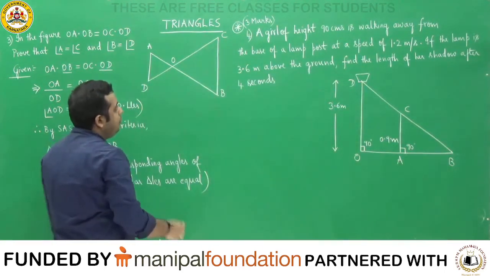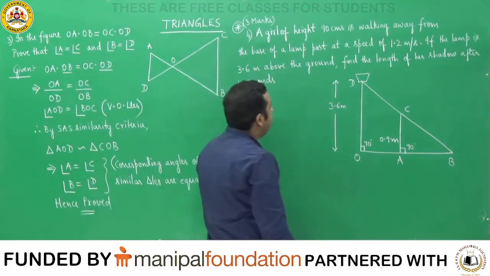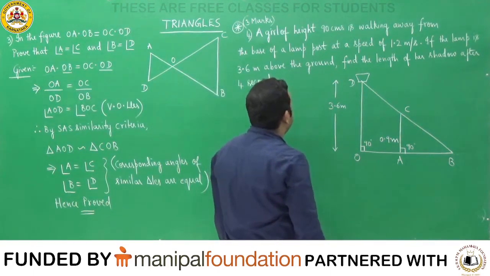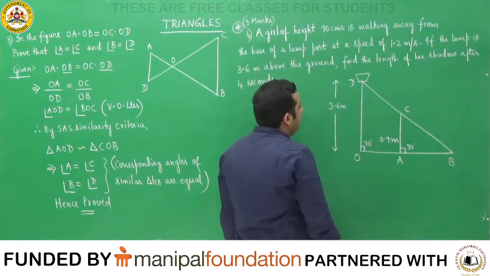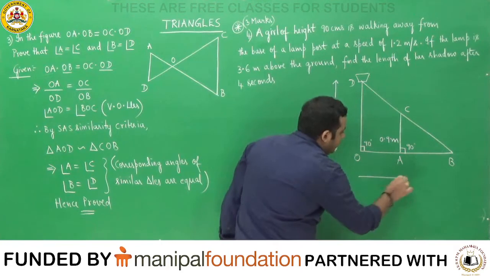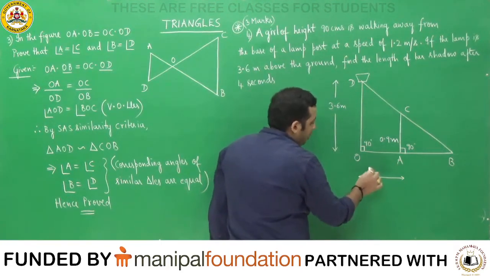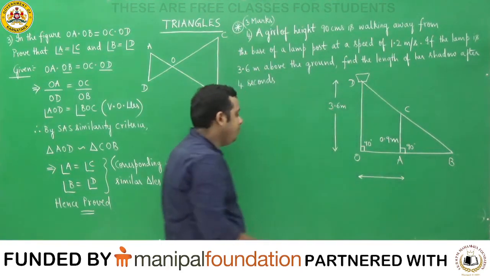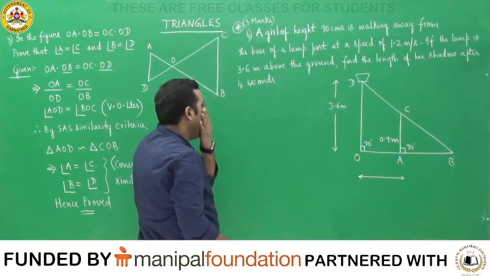The girl is walking away from the base of a lamp post at a speed of 1.2 meters per second. If the lamp is 3.6 meters above the ground, find the length of her shadow after 4 seconds. Which means this girl is walking like this, at a speed of 1.2 meters per second. Let's see how to do this problem.